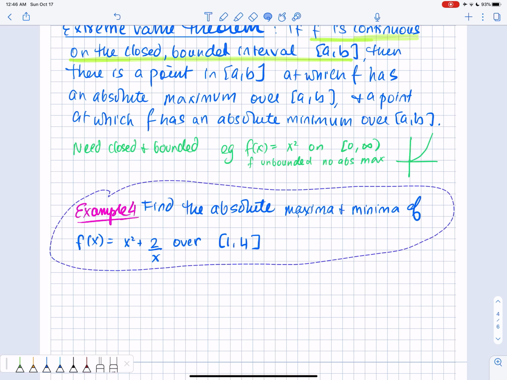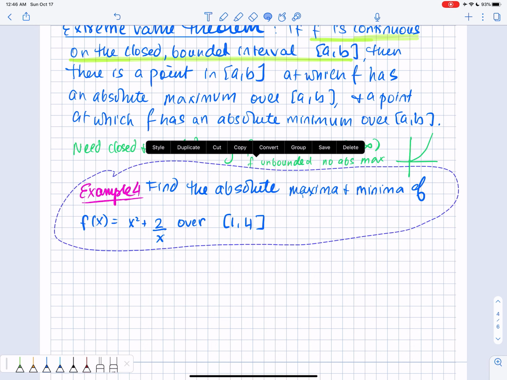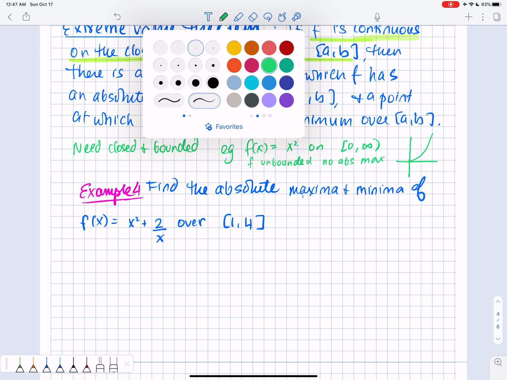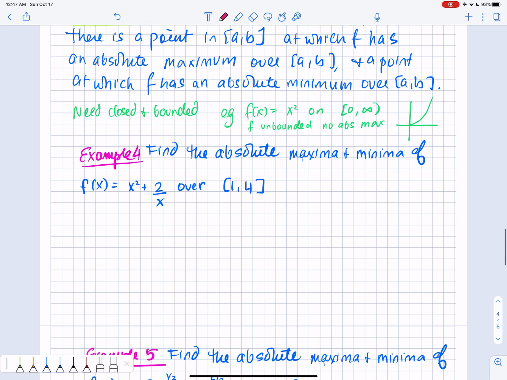But if you have a continuous function, then you do have an absolute maximum and an absolute minimum of the function. Now let's try this one right here. Suppose you have this function x squared plus 2 over x, and you're asked to find the absolute maximum and minimum of this function on the interval 1 to 4. Well, it's all fine on 1 to 4. F only has a problem at 0, but otherwise everything is fine, and 0 is not in the interval, so we're good.